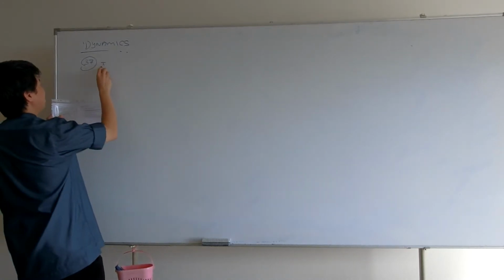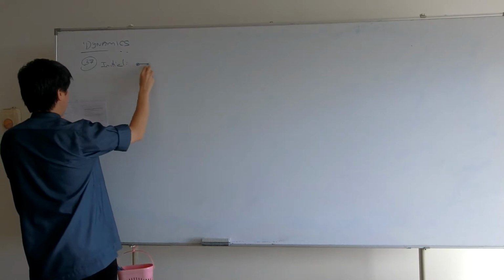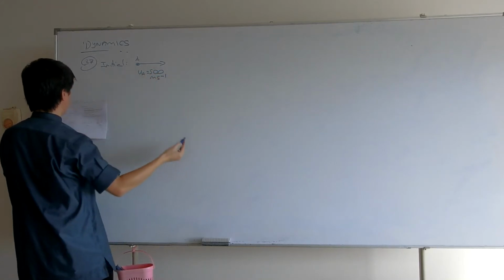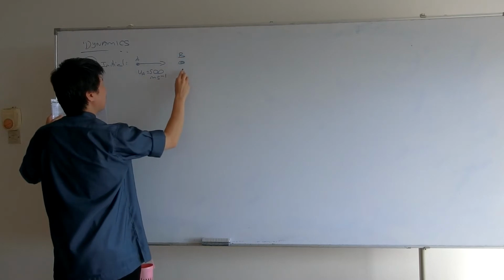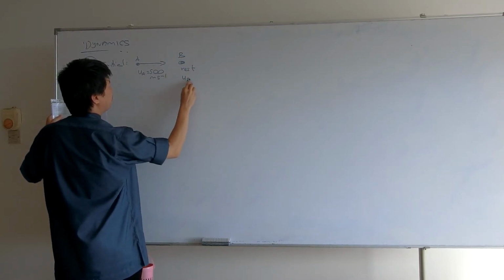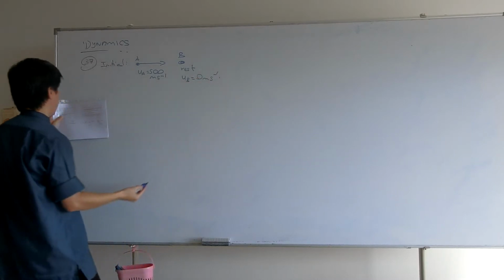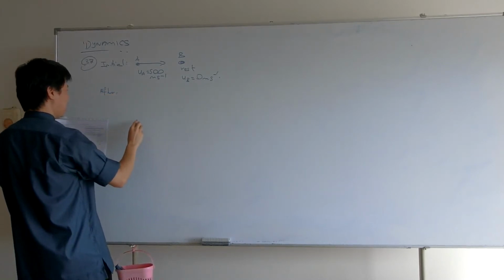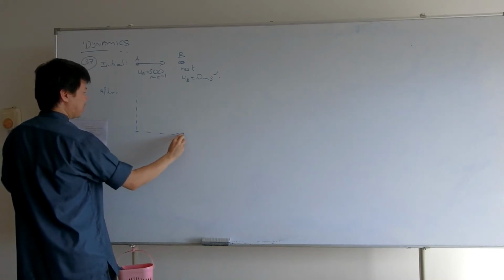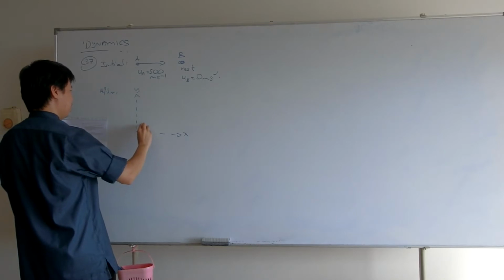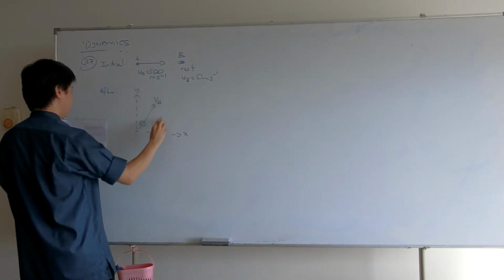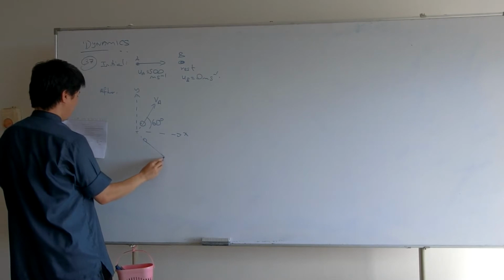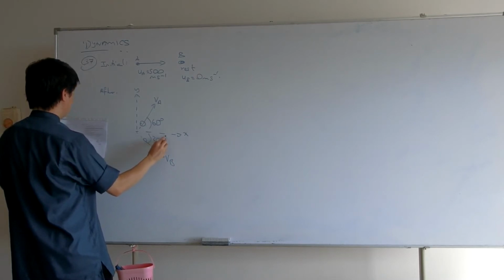So we got the initial diagram. You have object A moving with 500 meters per second. You have B, which is at rest, so UB equals 0 meters per second. After, you have something that looks like this. They'll give you an XY axis. This is the X axis, this is the Y axis. Over here, you have VA at 60 degrees. Over here, you have VB at 30 degrees.